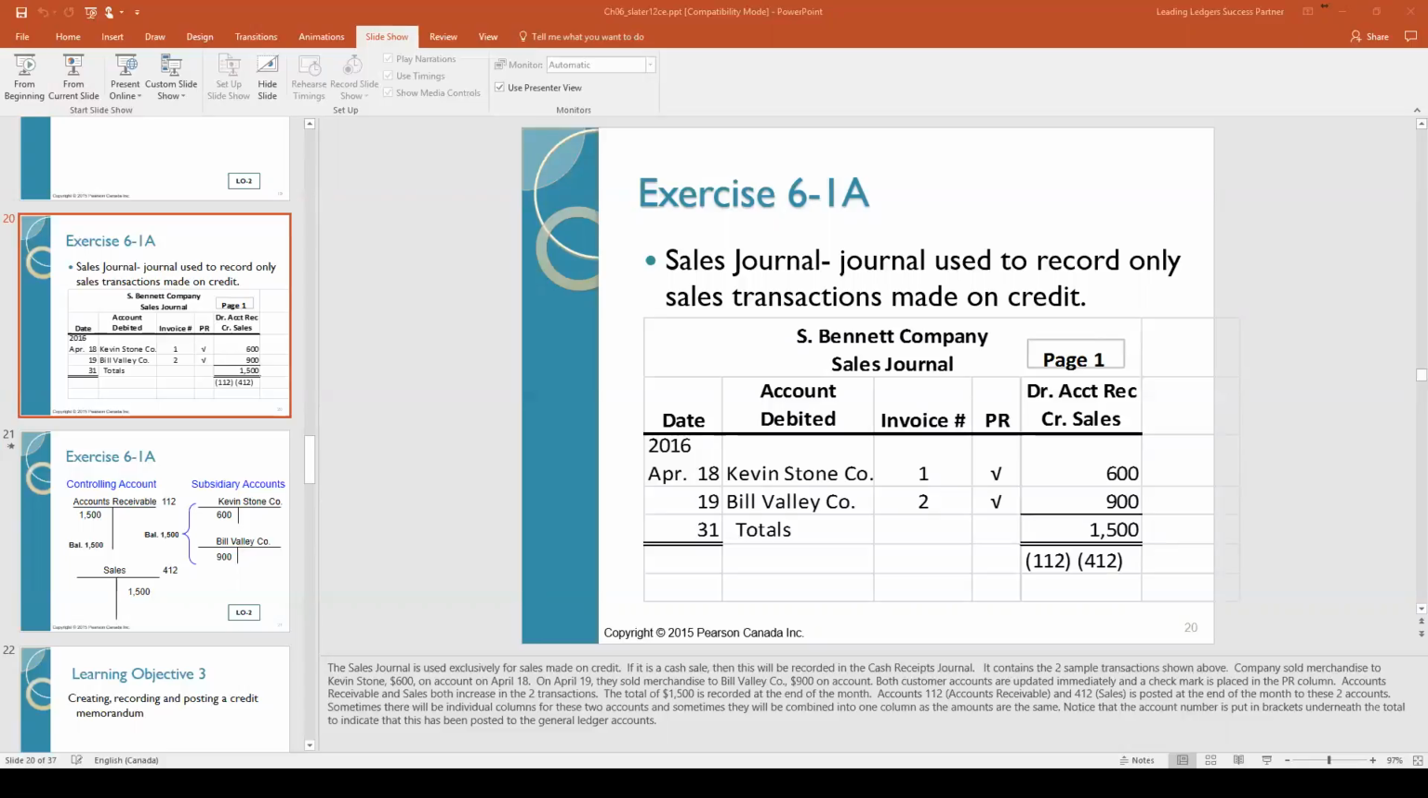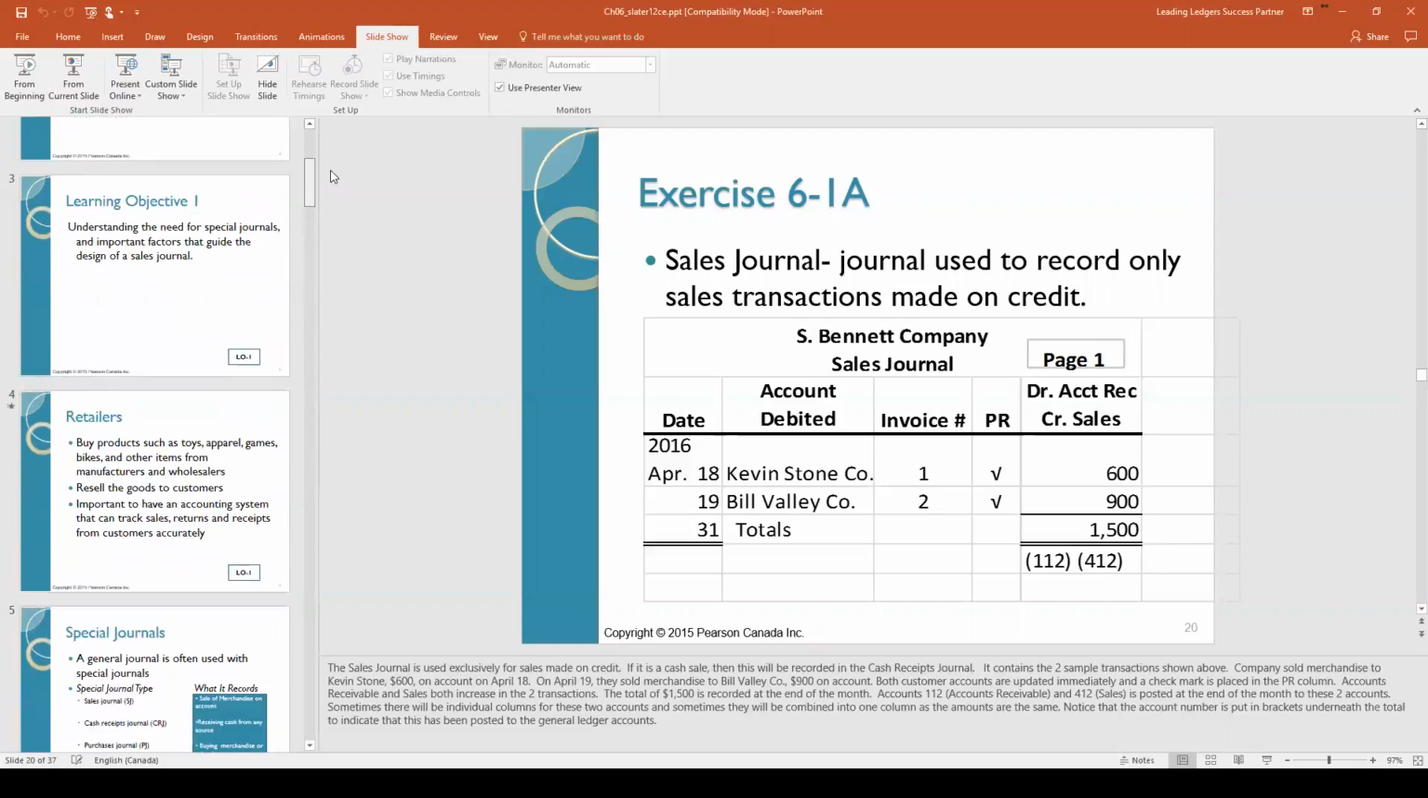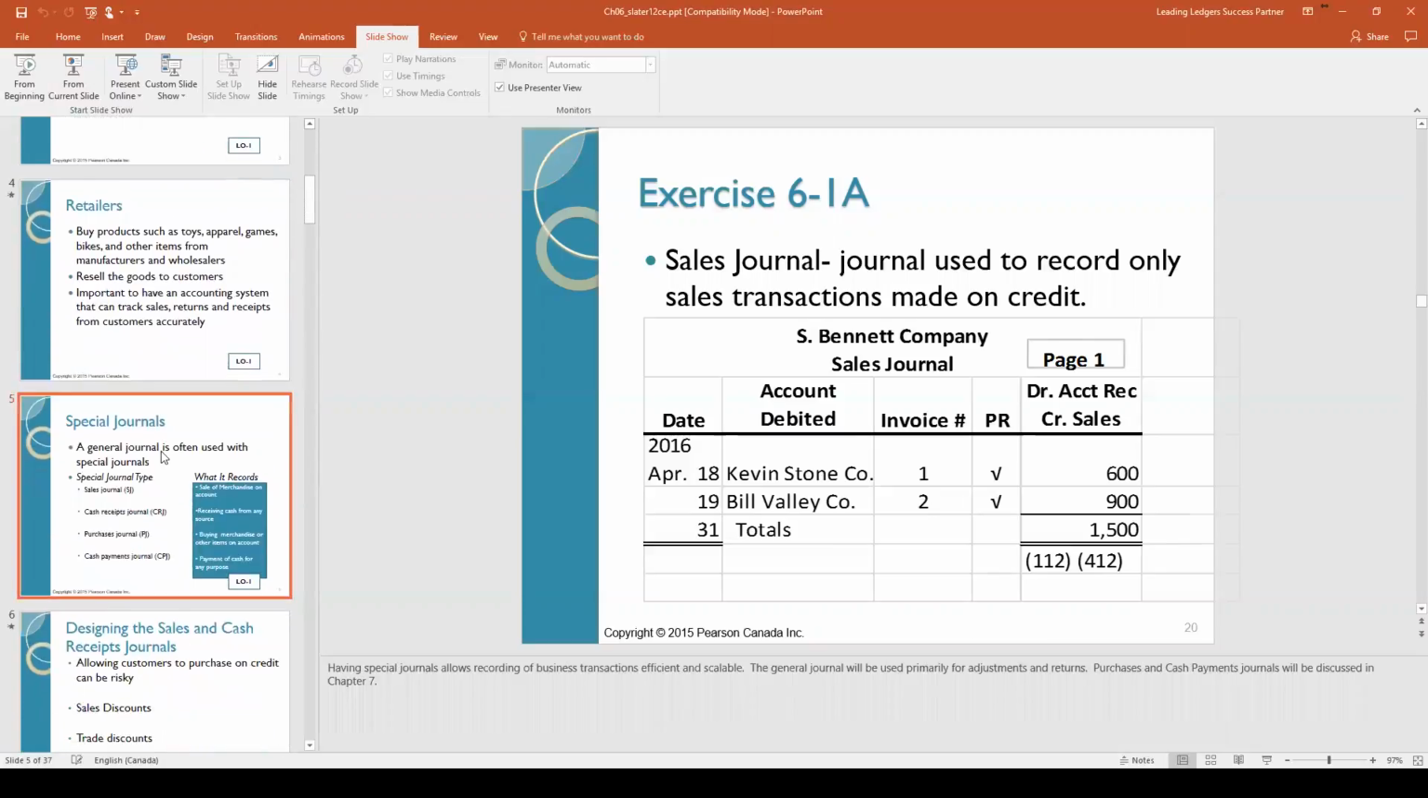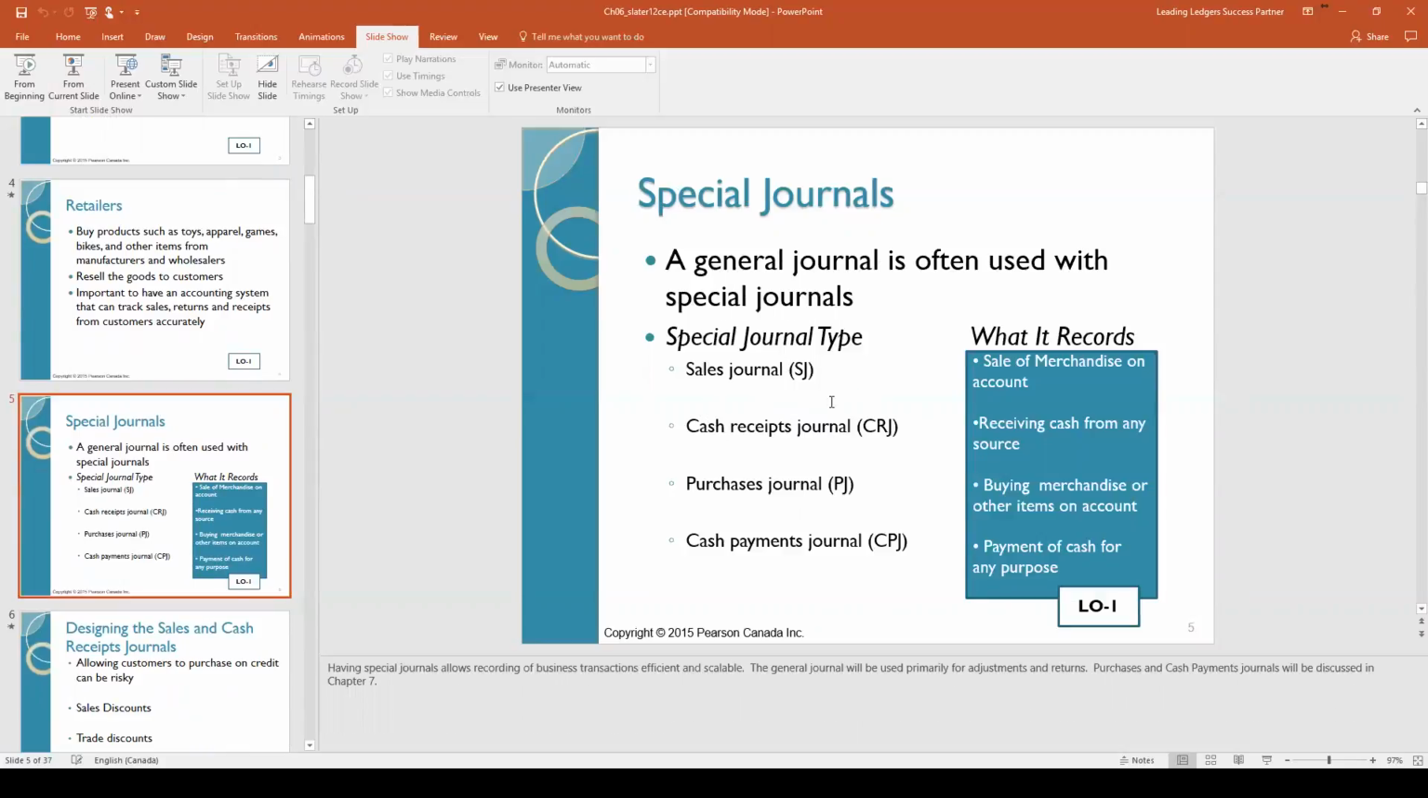The purpose of the special journal is that it really helps to improve the efficiencies within the accounting system. So there's going to be 4 types of special journals: a sales journal, cash receipts journal, a purchases journal, and the cash payments journal. Whenever there's a sale on credit, which means it's triggering an accounts receivable, so not a cash sale, you'll record it in the sales journal.